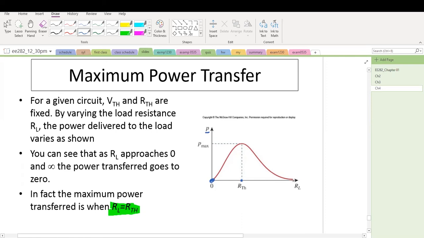In the extreme case, RL goes to infinity, which is an open circuit. Of course, in that case, the power on RL will be equal to 0. Now we can see from this curve that the maximum power happens when RL equals RTH. This can be proven mathematically.